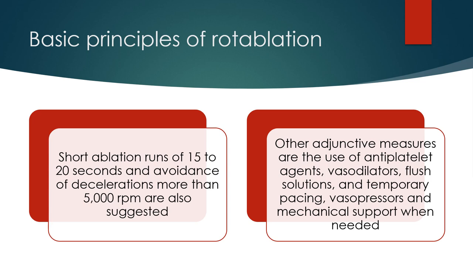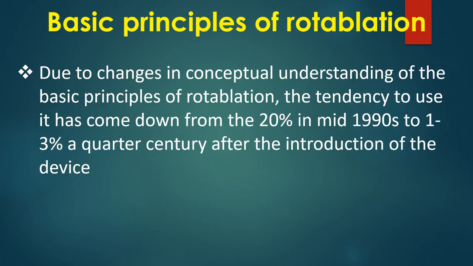Other adjunctive measures are the use of antiplatelet agents, vasodilators, flush solutions, temporary pacing, vasopressors, and mechanical support when needed. Due to changes in conceptual understanding of the basic principles of rotablation, the tendency to use it has come down from 20% in the mid-1990s to 1 to 3% a quarter century after the introduction of the device.